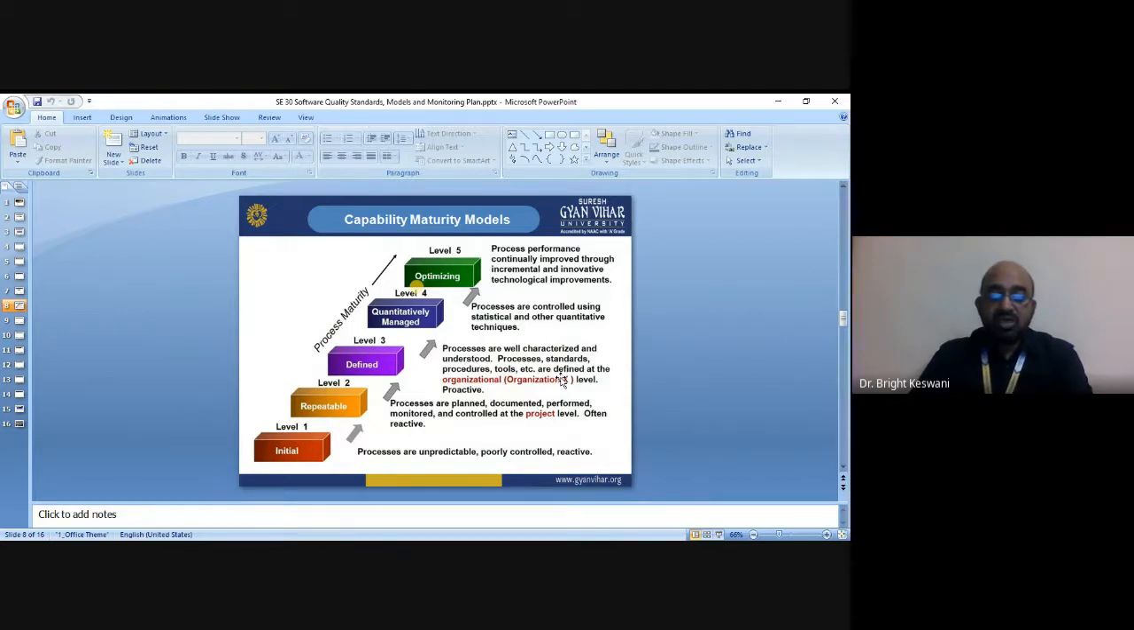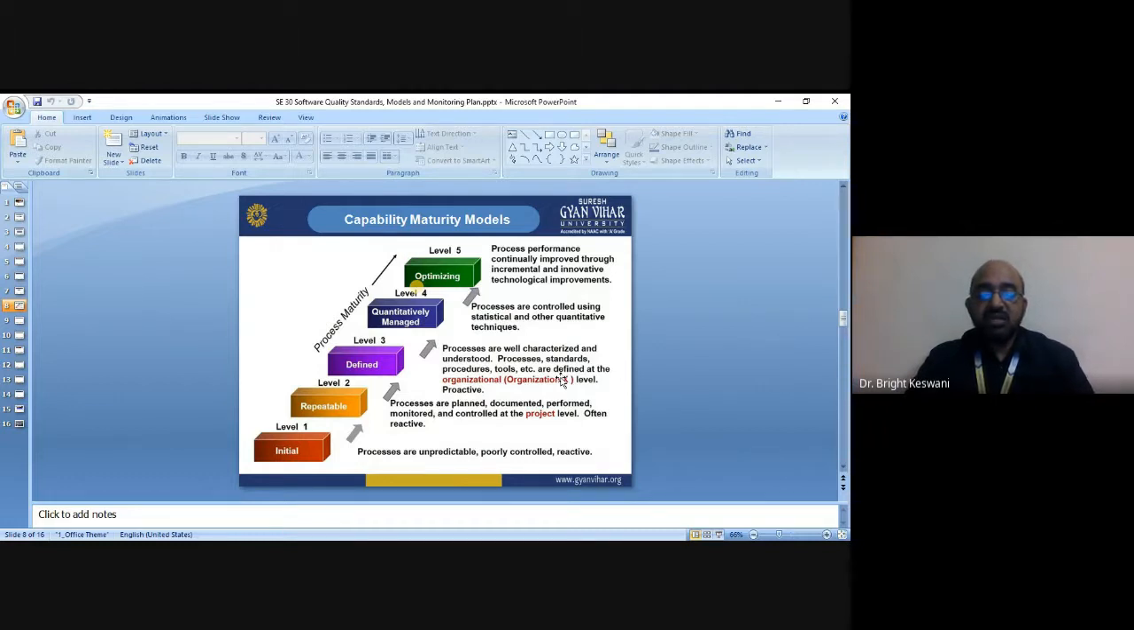A maturity level is a well defined stage towards achieving a mature software process. According to the CMM, as you see in the figure, there are five well defined maturity levels for a software process: initial process, repeatable process, defined level, managed level, and optimization level. So there are five levels of maturity in the capability maturity model.